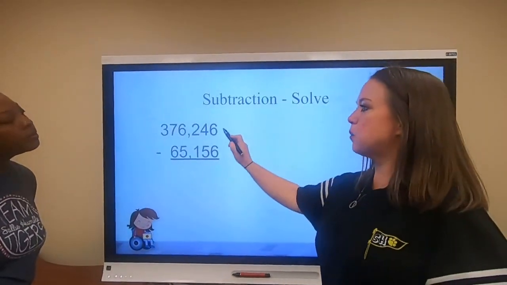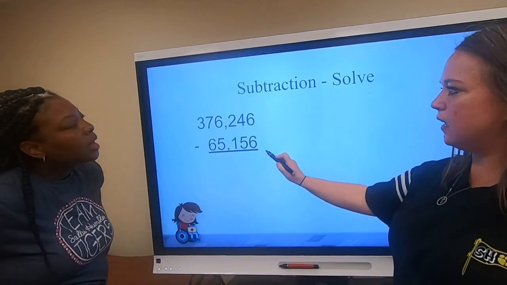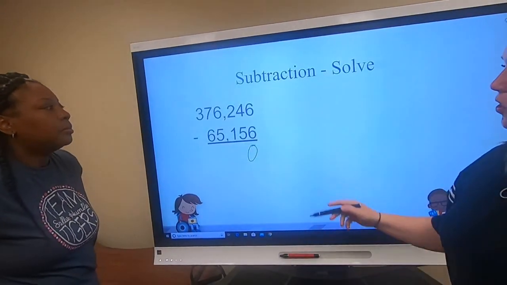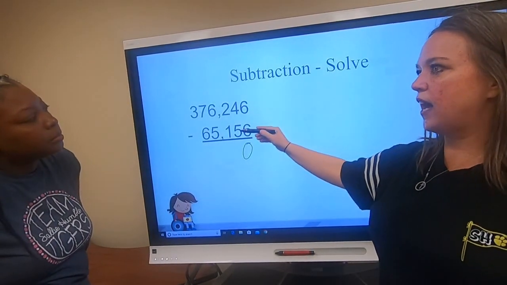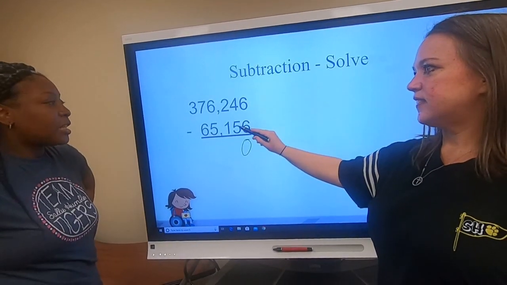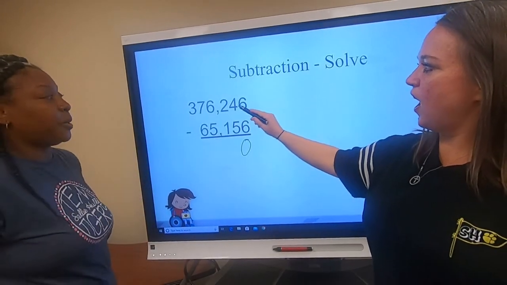So if I have 6 ones and I am subtracting 6 ones from that, what do I have left, Miss Bethay? You have nothing, so that is 0. Oh, okay. So now we move on to our tens place. So I have 4 tens minus 5 tens. Uh-oh. Miss Wilson, we just can't subtract. We have to borrow or regroup from the hundreds place.